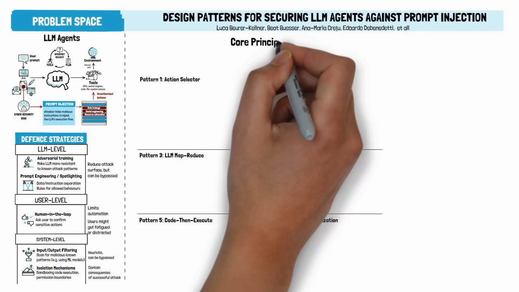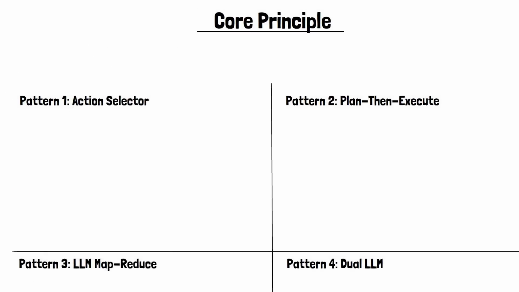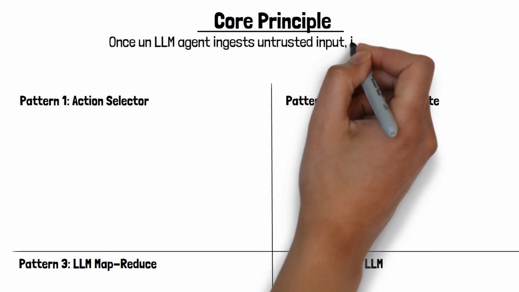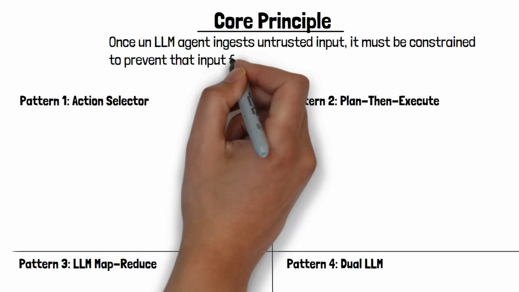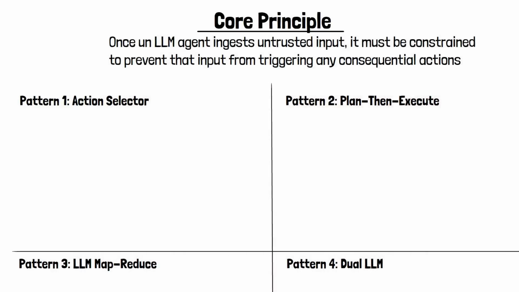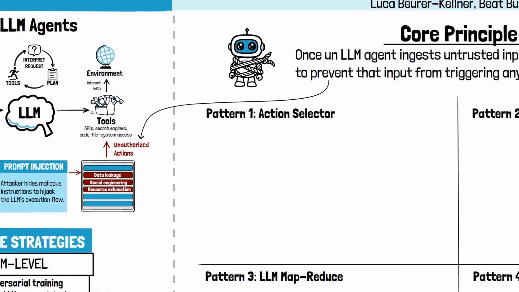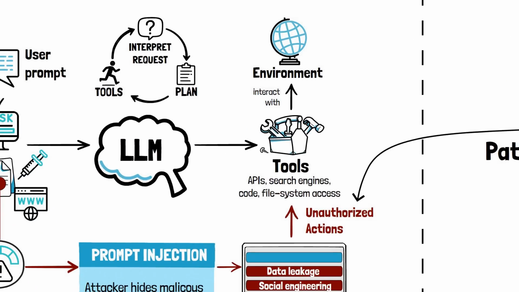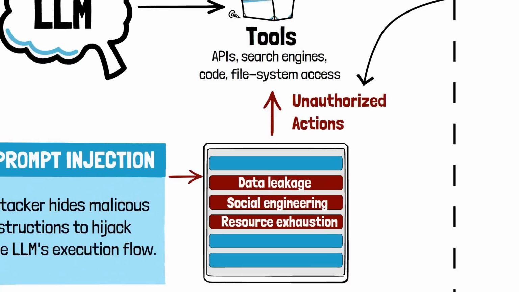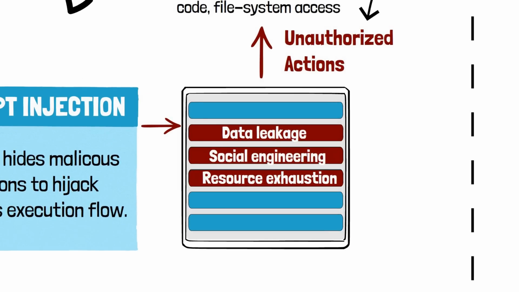Here's the core principle from the paper. Once an LLM agent ingests untrusted input, it must be constrained to prevent that input from triggering any consequential actions, that is, actions that could negatively affect the system or its environment. Practically, this means restricting agents from invoking tools that could compromise system integrity or confidentiality, and ensuring that their outputs don't create further risks, such as leaking sensitive data or influencing future agent behavior.